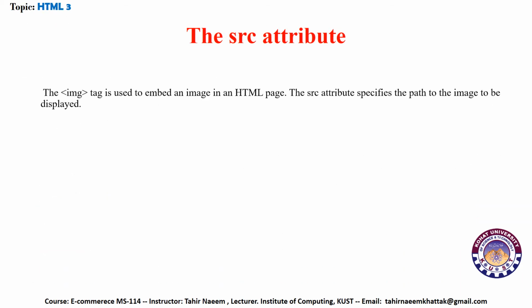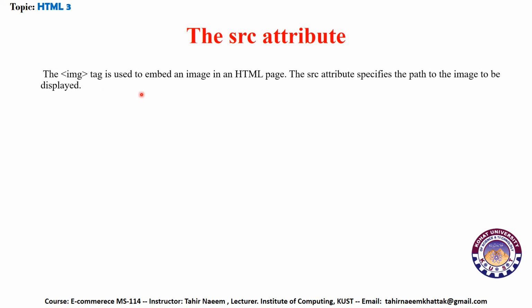The src attribute. The image tag, img tag, is used to embed an image in an HTML page. The src attribute specifies the path to the image to be displayed. You have seen a lot of web pages in which a lot of images are displayed. So it is embedded through img src. Look at this, img src.